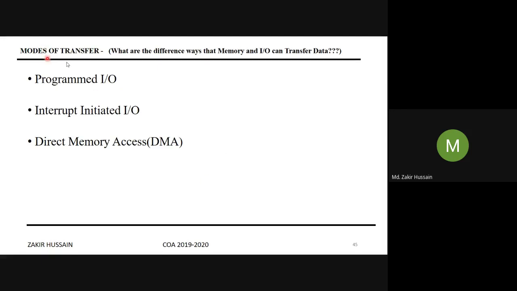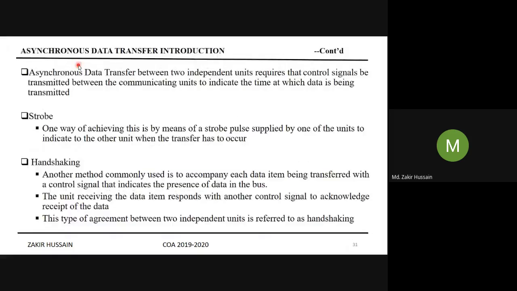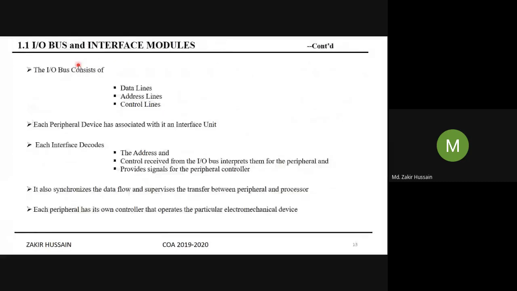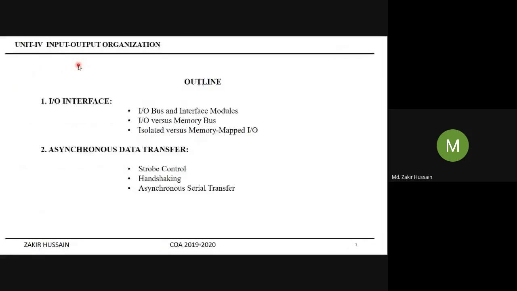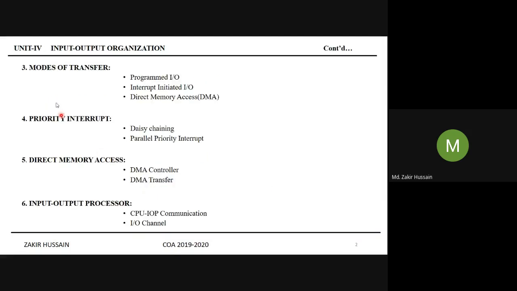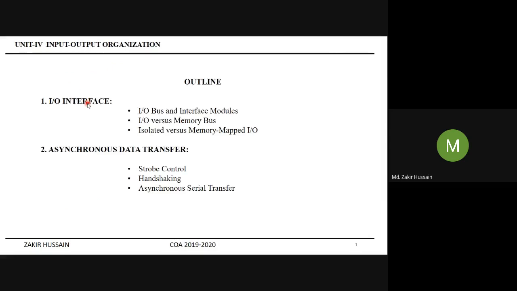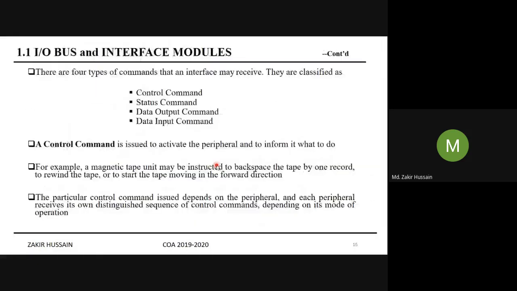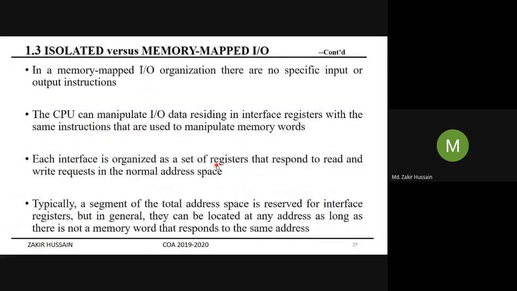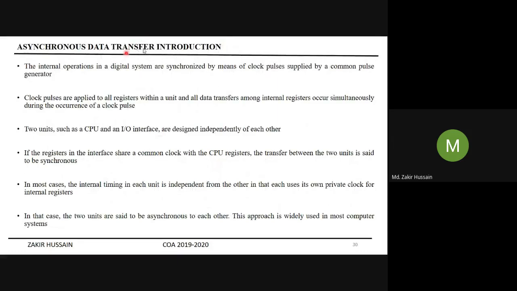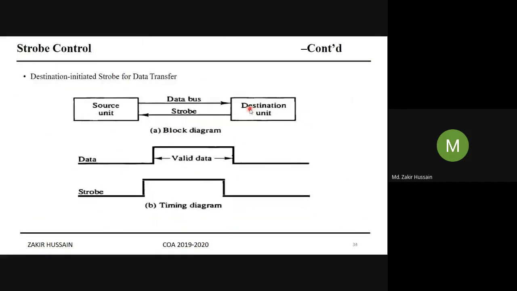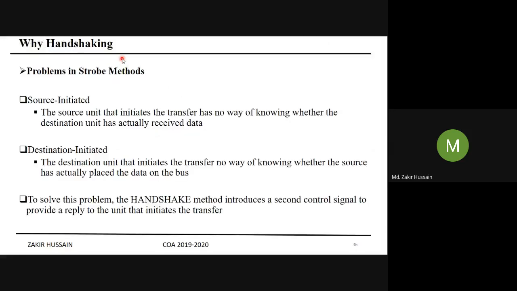Let us proceed to another topic, that is modes of transfer. Before going to the modes of transfer, let us go to the first slide. In the first slide, we have covered this I/O interface, we have covered asynchronous data transfer, and we are going to cover now modes of transfer. In asynchronous data transfer, how the source and destination will know what the meaningful data is, that is what we discussed. These are the ways: one is using strobe, the other is handshaking, the other is asynchronous serial transfer.